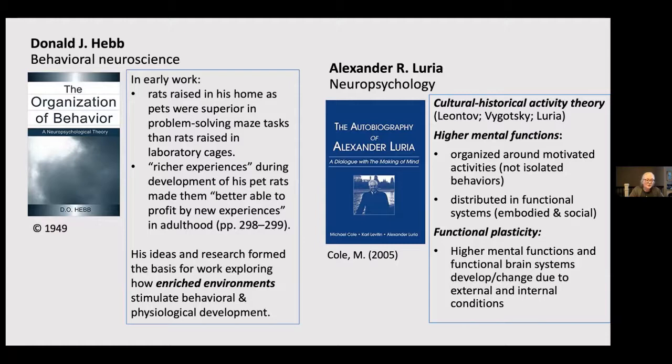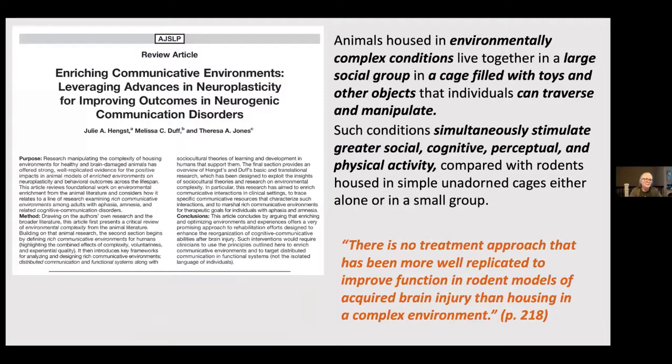His theories also highlighted functional plasticity, that is, the ways that higher mental functions and functional brain systems develop and change due to external and internal conditions. So taken together, these lines of research call on us to theorize and systematically study the relationship between communicative environments and functional plasticity.